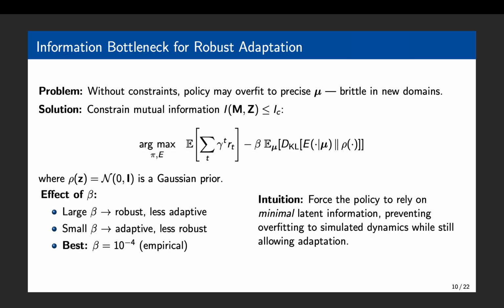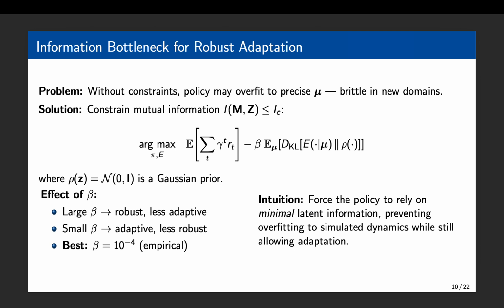There's one more important ingredient: the information bottleneck. The concern is this: if the policy has unconstrained access to the dynamics parameters through z, it can learn to overfit very precisely to each simulated environment. That sounds good in simulation, but it means the policy becomes brittle. Small differences between simulation and reality cause it to fail. Their solution is to add an information bottleneck that constrains the mutual information between the dynamics parameters and the latent encoding.